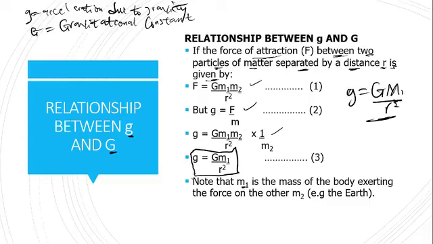Note that m1 is the mass of the body that is exerting the force on the other, m2. So m1 is the F, for instance, exerting a force on, say, a human that jumps up and is made to come down, or a ball that was thrown up and later fell down. Yes, so that is m2.